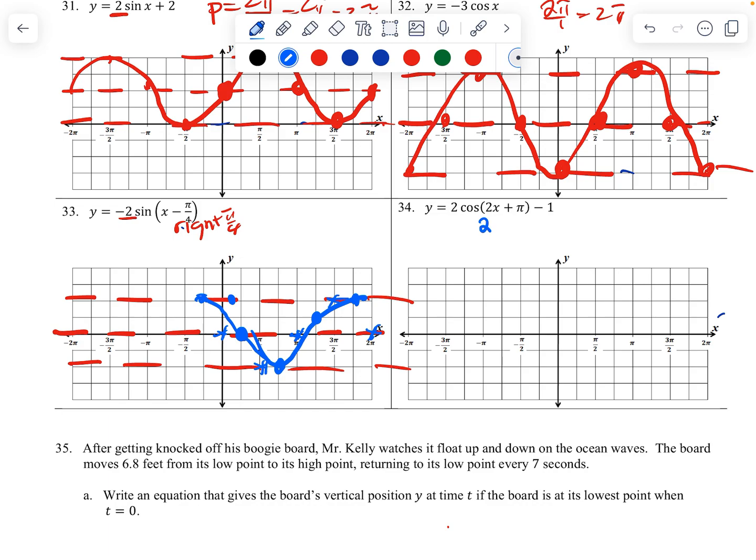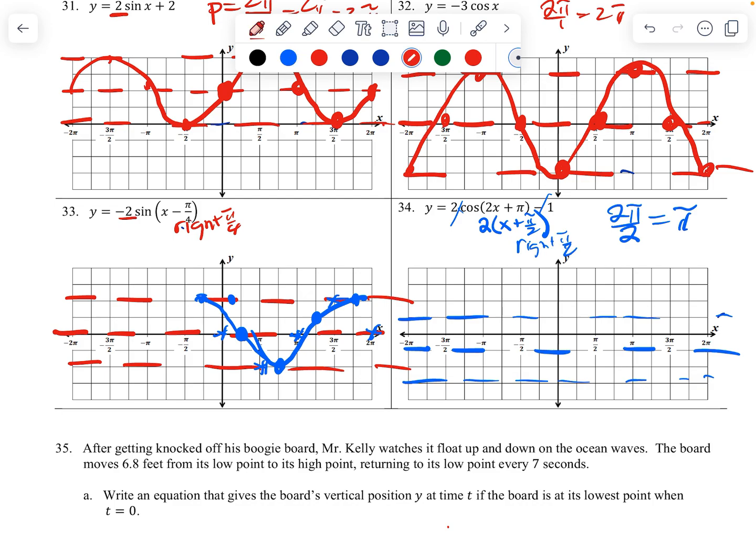Number 34, we have to factor out the 2. So this is x plus pi over 2. So our midline is -1. Up 2 and down 2. So took care of that. Period is 2 pi over 2. So our period's pi. And it moves to the right pi over 2.